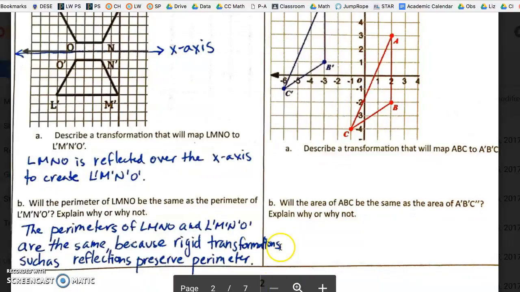The second question is asking whether or not the perimeter is preserved when LMNO was reflected over the x-axis to create L prime, M prime, N prime, O prime. And in this case, I know that the perimeters of LMNO and L prime, M prime, N prime, O prime are the same because reflections are a rigid transformation and rigid transformations preserve perimeter.